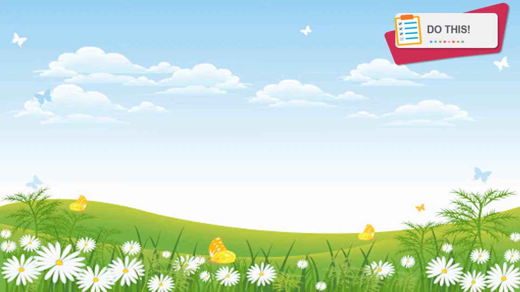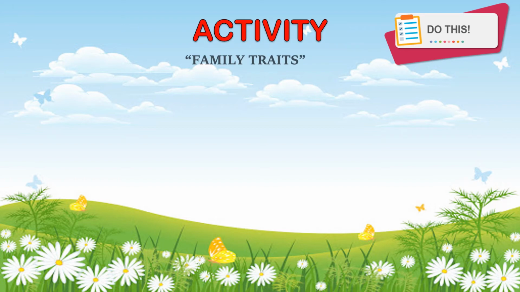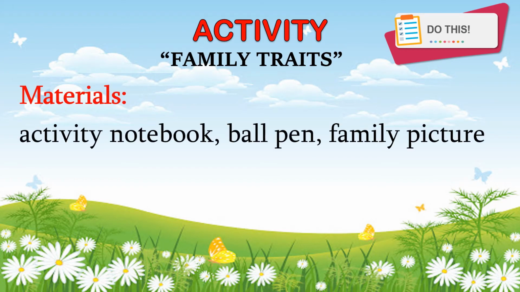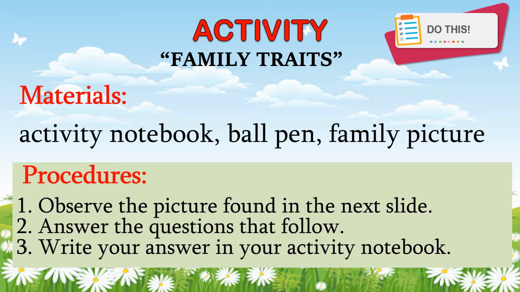Let's start the lesson by doing the first activity. Are you ready, kids? This activity is entitled Family Traits. Materials: activity notebook, ball pen, and family picture. Procedures: first, observe the picture found in the next slide. Second, answer the questions that follow. Third, write your answer in your activity notebook.